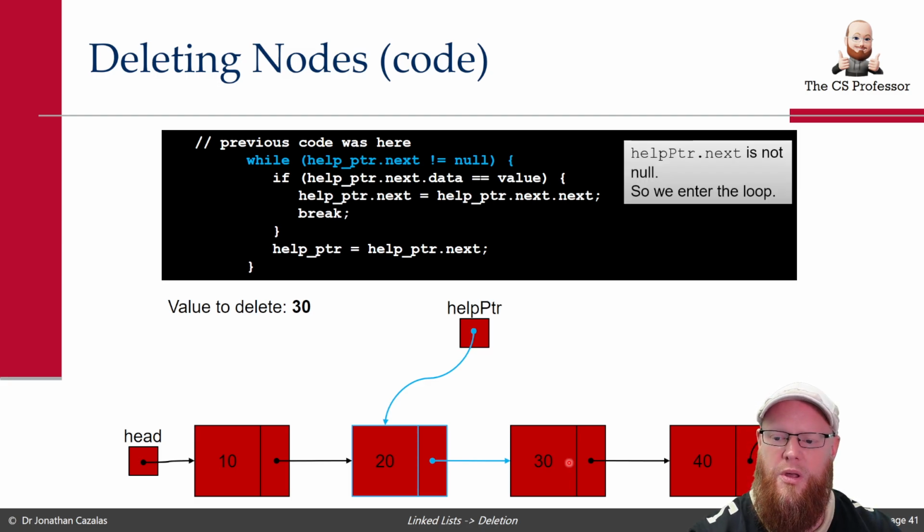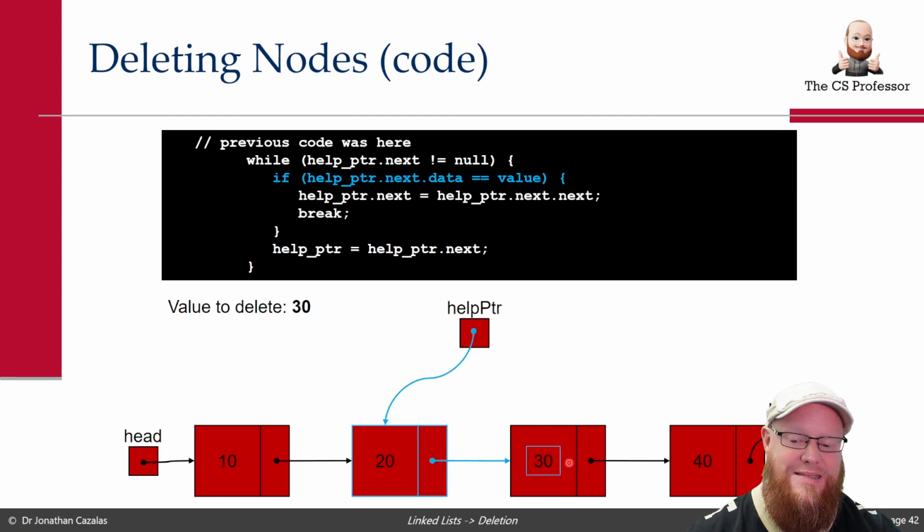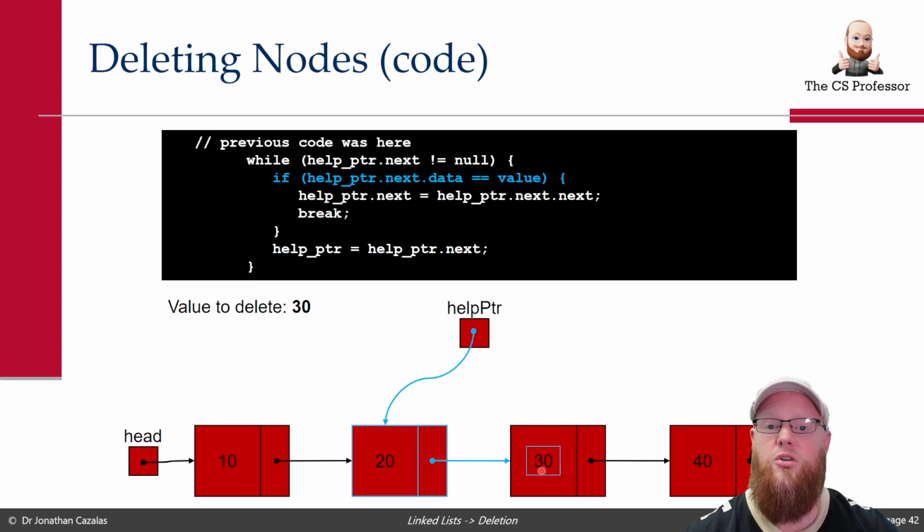Enter the while loop. We now do the if statement again. If help pointer dot next dot data equals the value we're looking for. Well, we're looking for the value 30. Help pointer comes to here, dot next comes over to here, dot data, we have now found the value we're looking for. So what do we need to do? We need to execute this line of code.